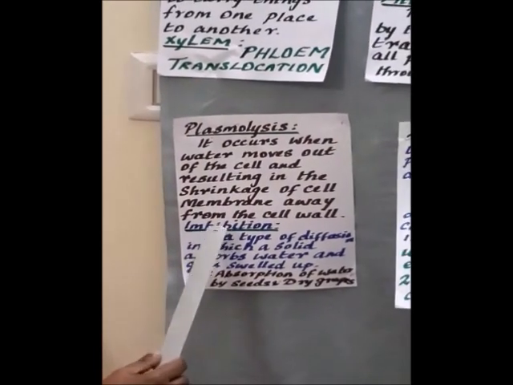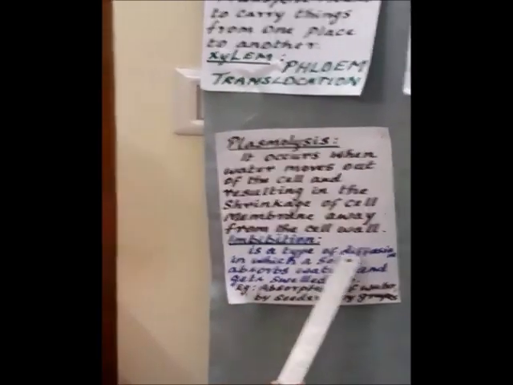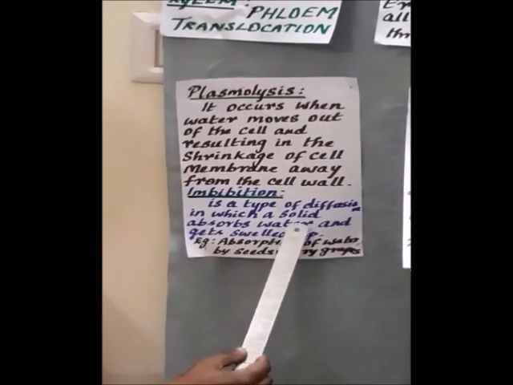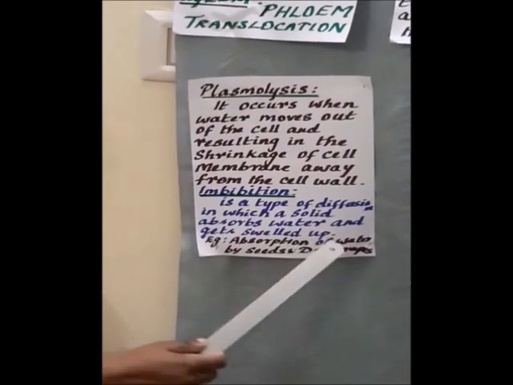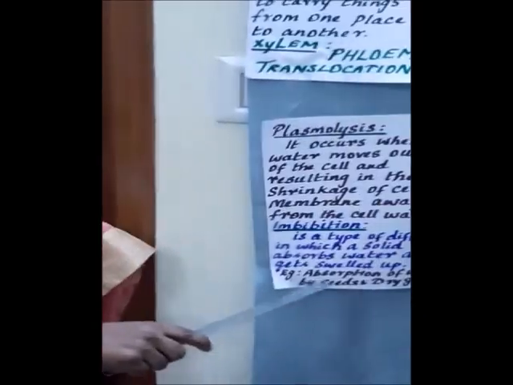Next we pass on to imbibition. What do you mean by imbibition? It is a type of diffusion in which solids absorb water and get swollen. For this we can see one example, that is dry grapes and dry peas. When we put dry grapes and dry peas in water, they swell up. Why do they swell up? They absorb water, so they swell. So these are examples of imbibition.